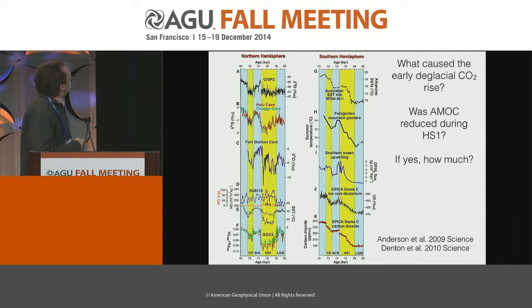So here's a figure from a paper. I think this is by Denton et al. But there was also a paper by Anderson, and these are paleo records from this last deglaciation. The time goes from right to left, and the LGM is on the right. And here is the Heinrich Stadial Event, this broad yellow bar. Here you can see the CO2 rise during that Heinrich Stadial Event, which was about 30 or 40 ppm during a time period of about 3,000 years or so.